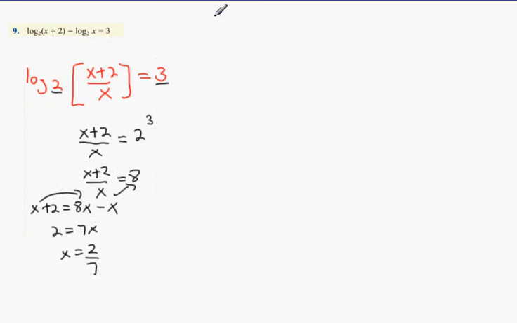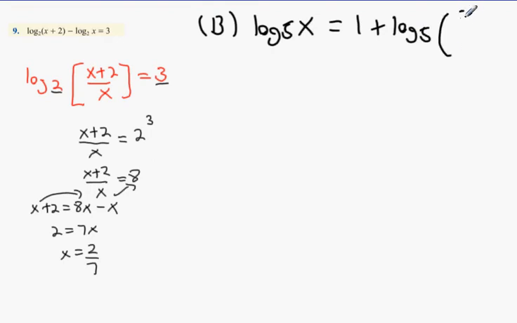So 13 is log x to the base 5 equals 1 plus log base 5 again of 3 over 2x minus 1. Okay. What I'm going to do is I'm going to bring this over to the other side.